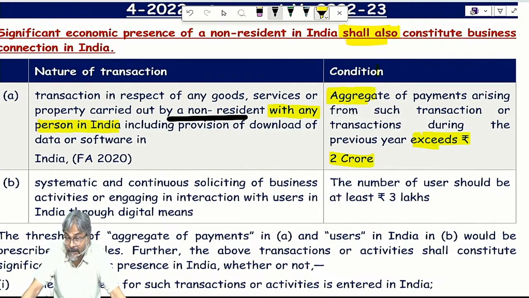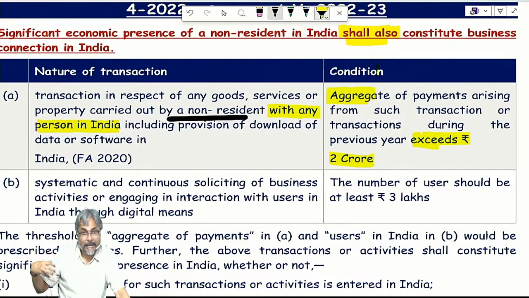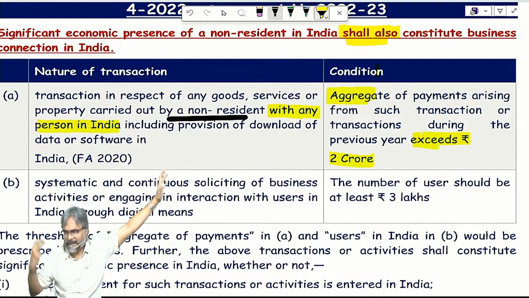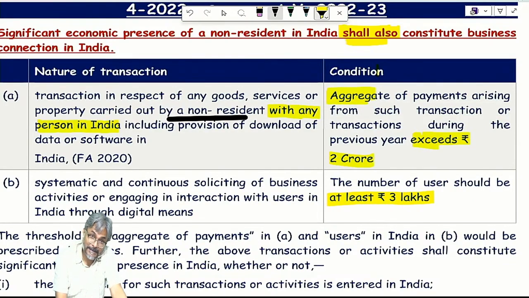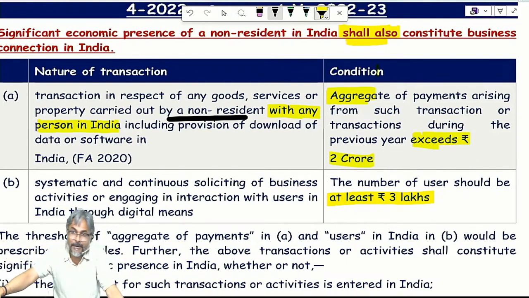And therefore, if a non-resident has made an app, that is a digital means of interacting with the user in India. And the number of users in India is how much? At least 3 lakhs. In India, the number of users who have downloaded their app is at least 3 lakhs. Netflix comes in this category.